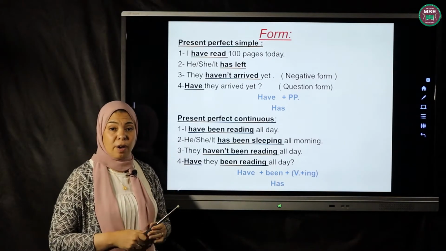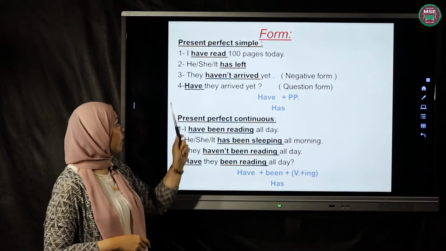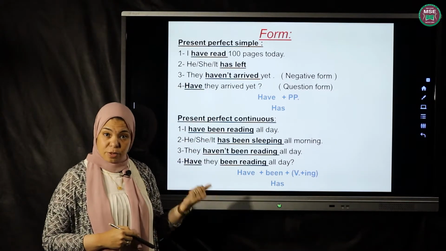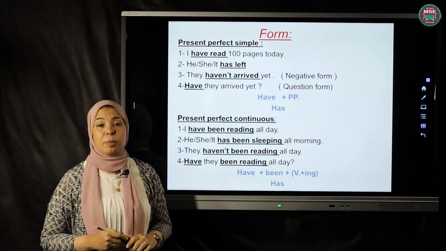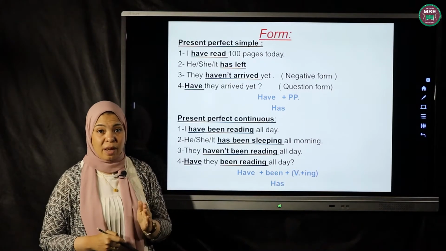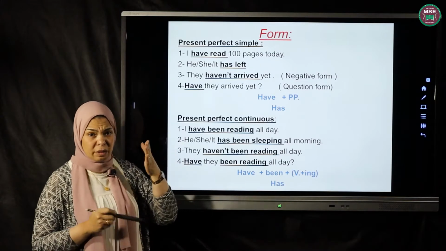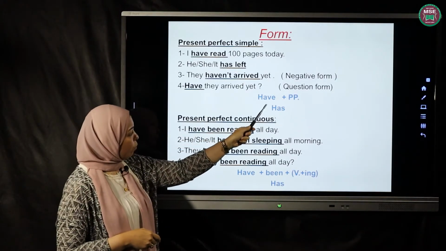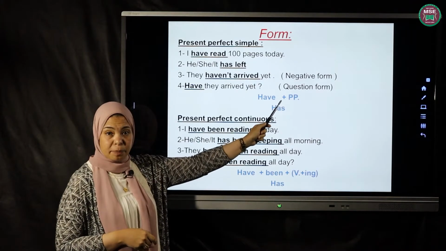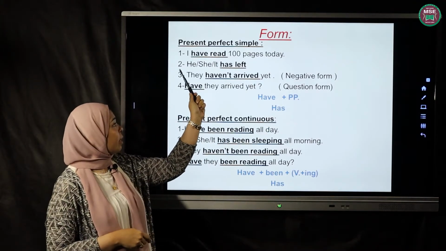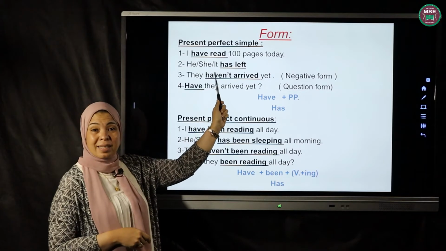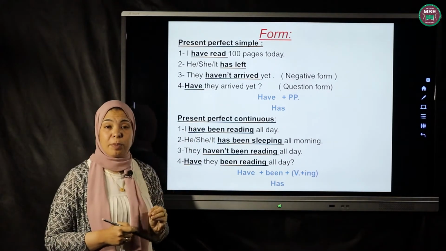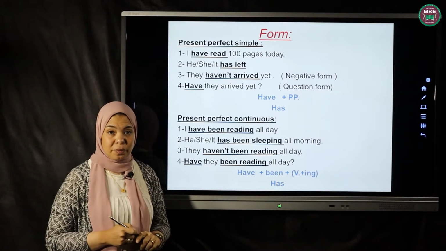Here is the form of the present perfect simple. As you see in number 1, I have read 100 pages today. So we put have plus the PP form of the verb, have or has, according to the speaker, singular or plural. The second one here, he or she or it has left, because they are singular. Left is the PP form of leave.